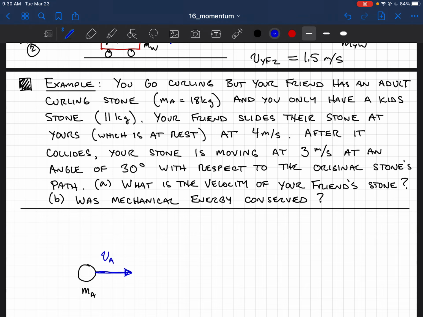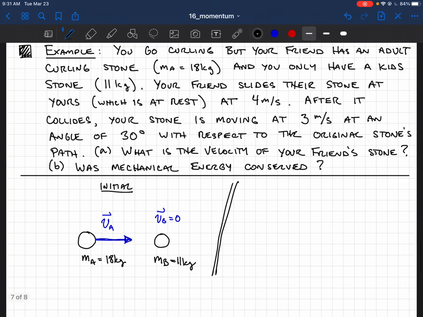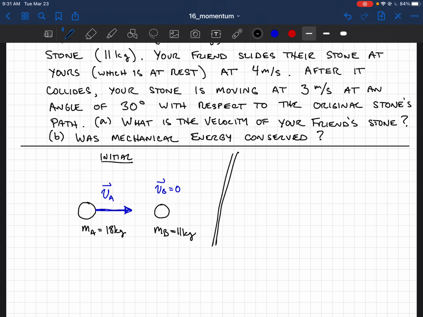So I'm going to call this VA. Let's just be simple about it. We won't worry about the initial. And it's headed towards your stone, which is MB, and MB is smaller, so this is 11 kilograms, and this is 18 kilograms. And the initial velocity of your stone, so VB, is equal to 0 here. That's the initial case, so we could label it initial case.